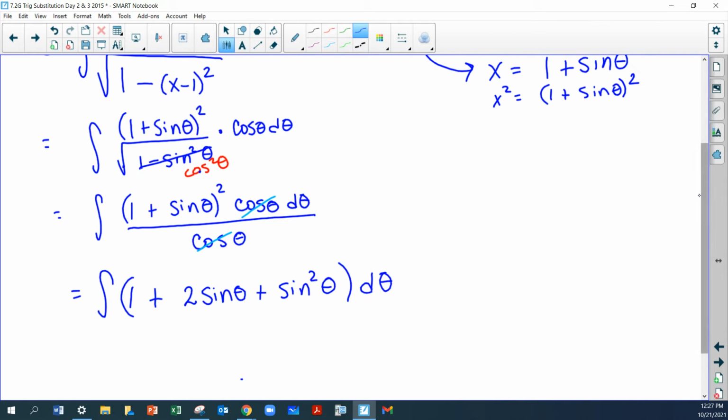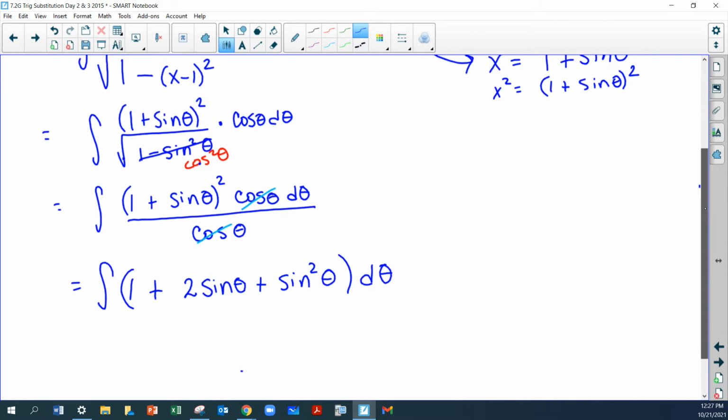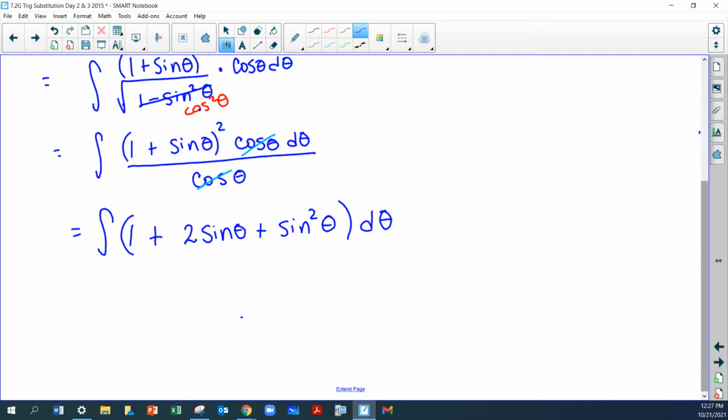Requires a parenthesis there. Let's expand that (1 plus sine theta) quantity squared. That expands into 1 plus 2 sine theta plus sine squared theta. I have no problem integrating the first two. This is my problem child, but we know how to deal with that.